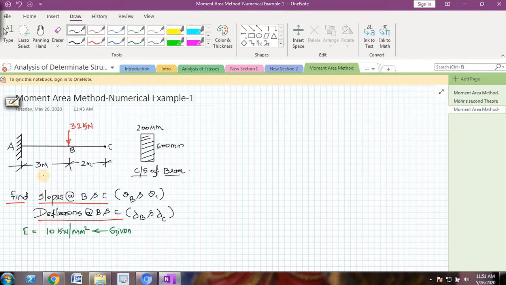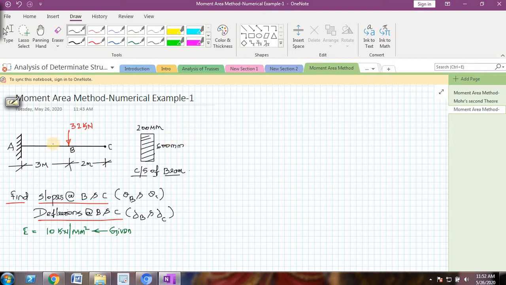Now the Young's modulus of this beam material is given as 10 kN per millimeter square, and since the moment of inertia is not given, you have to find it using the cross section, that is I equals BD cube by 12, that is 200 into 600 cube by 12. We'll quickly start with the things.